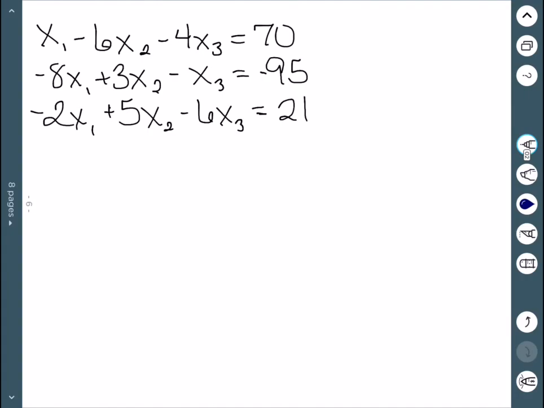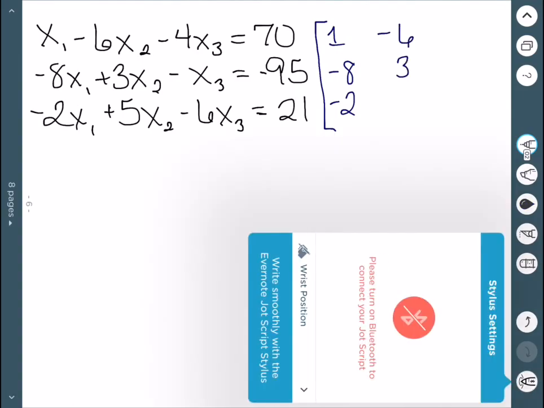This time we'll do a little bit of a bigger example, a 3 by 3. And the idea is the same, we're just going to have more steps. So we start with the augmented matrix. 1, -8, -2, -6, 3, 5.